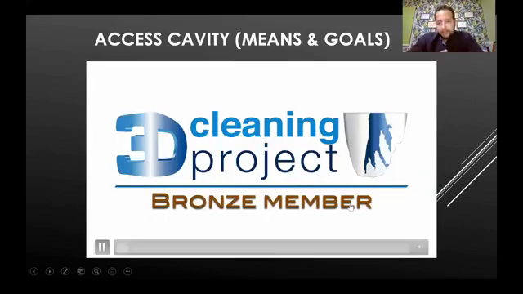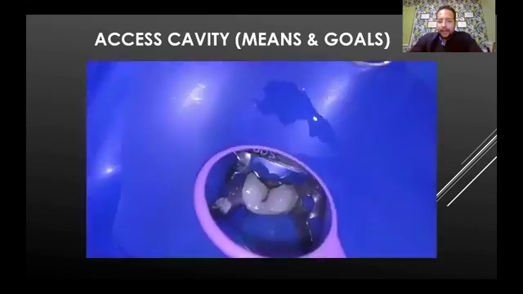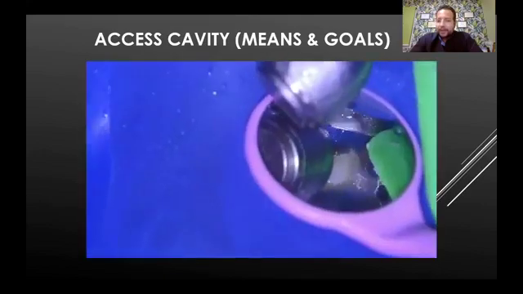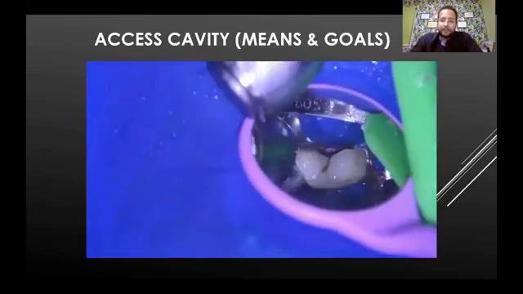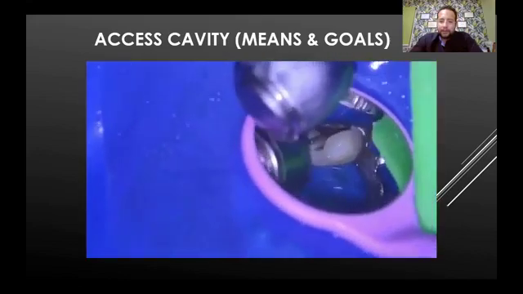So let's say in this access cavity of, I think, a premolar, how can we make a hole in the tooth that looks like an access cavity but doesn't achieve any goals of the access cavity? Let's expose the upper premolar.